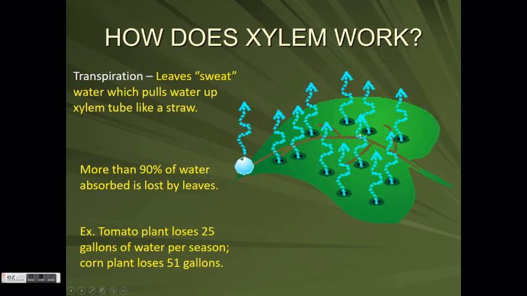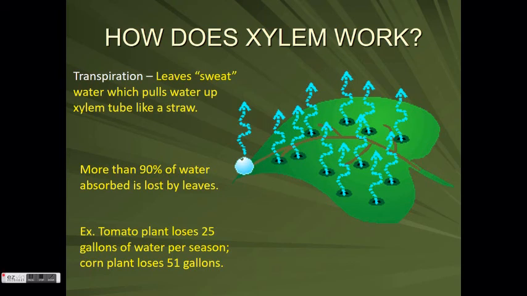90% is a heck of a lot. That means a tomato plant loses 25 gallons of water every single season, and corn plants lose even more, 51 gallons of water that a plant absorbs through the roots and transpires out through the leaves. I mean, that's a heck of a lot of water.